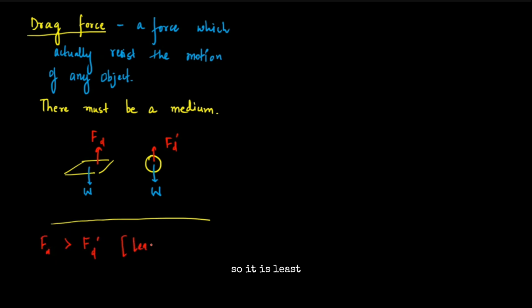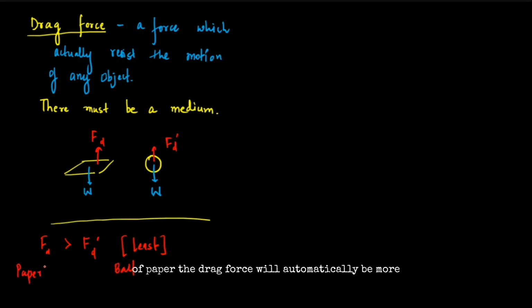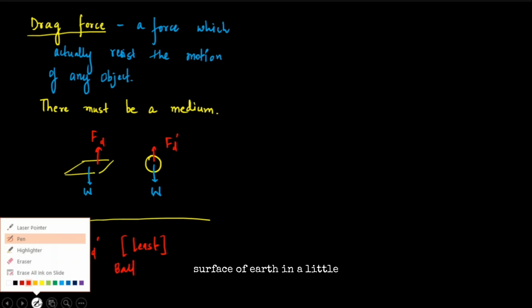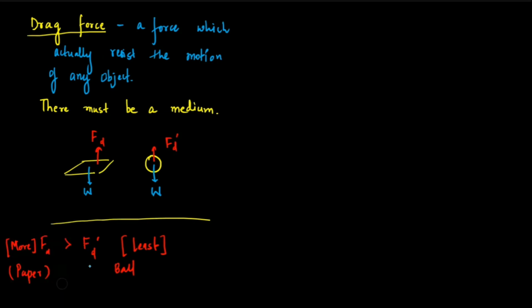So it is least in case of the ball, I would say. Whereas in case of paper, the drag force will automatically be more. And because of this, the paper comes to the surface of Earth a little late in comparison to the ball. So now we understand that drag force is something which opposes the change in the position of an object. It always acts whenever there is a medium. If there is no medium, there is no drag force.